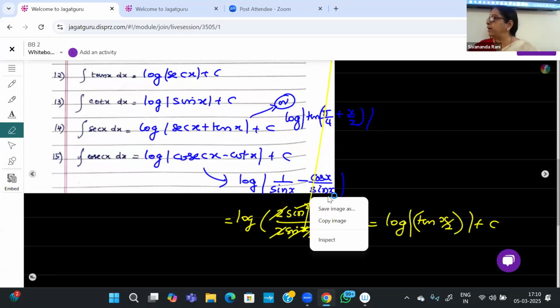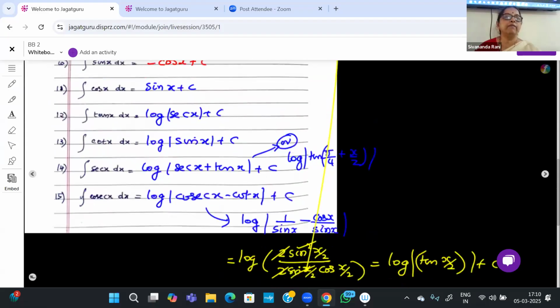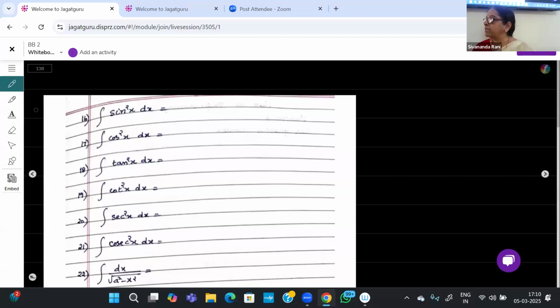Okay. How many of you got these 5 correct? That is starting from 11 onwards, integral of cos x onwards. Yeah, many of you this time. So let's see if others. Yeah, from 16th to 22nd, can you complete?